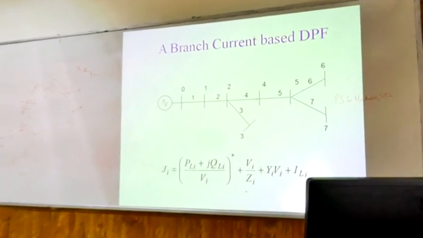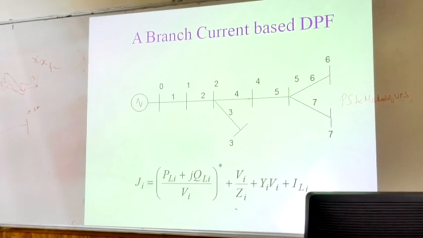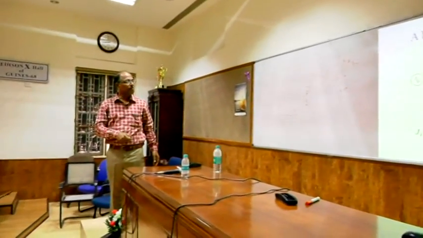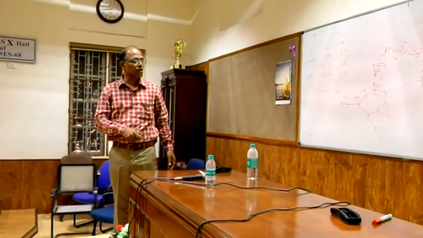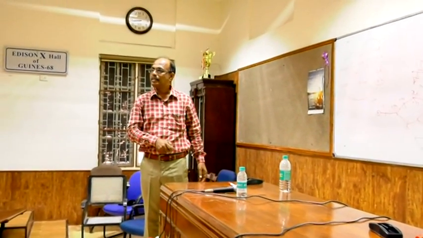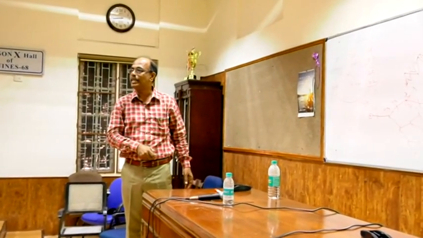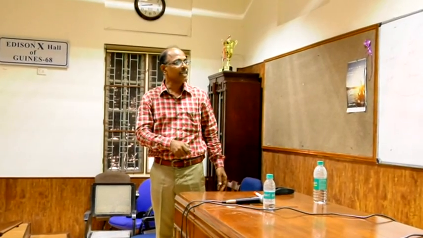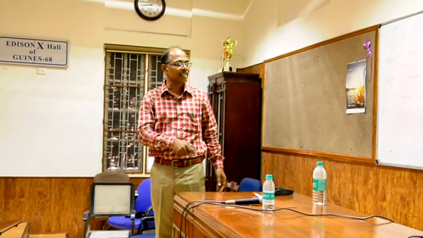Let us consider this simple example. I have brought a 7-node example. It is a simple system, right? So J represents the load current. Load current at any point can be calculated using this. The specified power divided by the voltage will give the current. So the current at any point can be calculated using this equation.